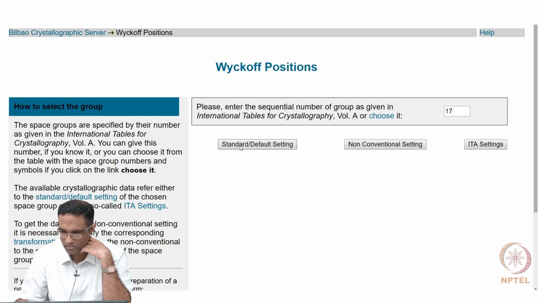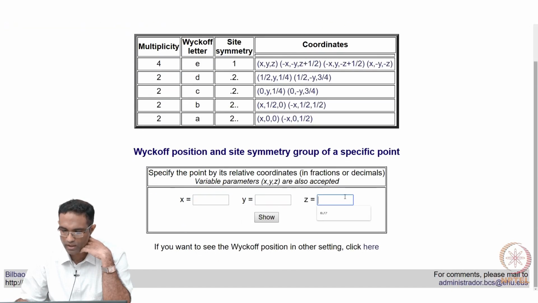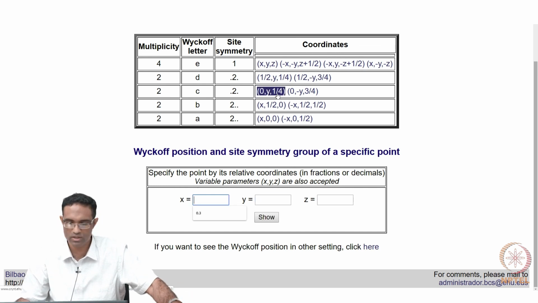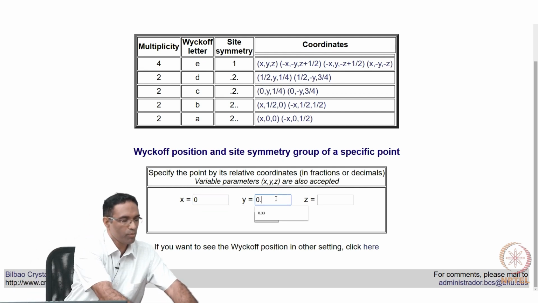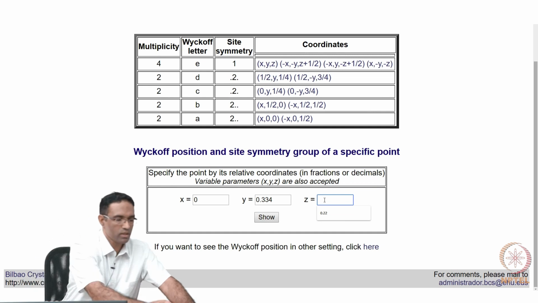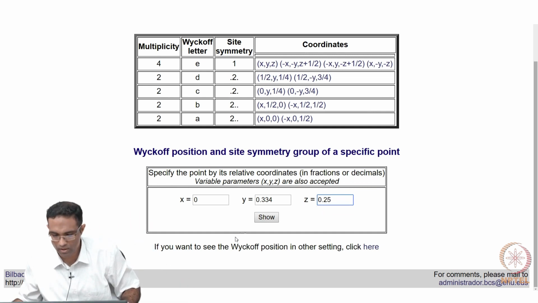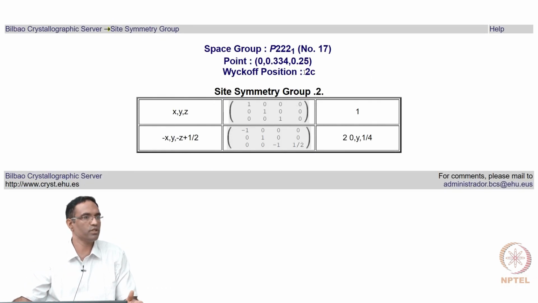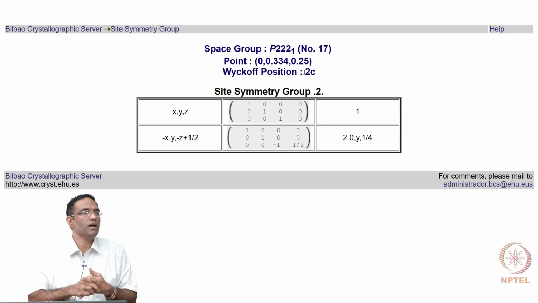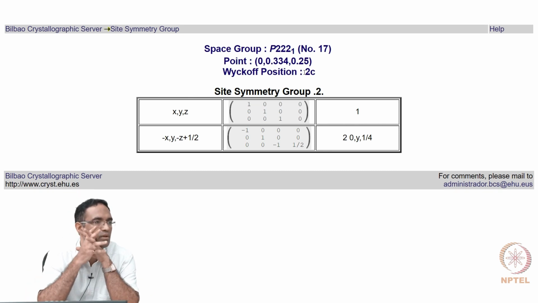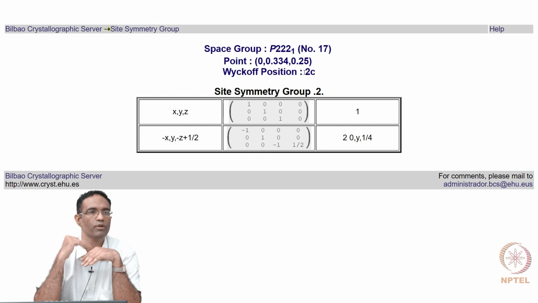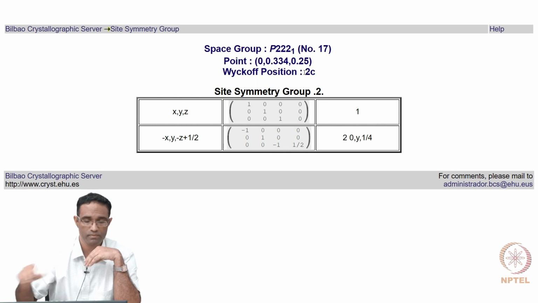But let us see this one. Basically, if you give the fractional coordinates, it is going to tell you what the Wyckoff position is. For example, I am going to say 0, then 0.334, and then here 0.25. So it says that it is 2c. It says that the position is 2c. So I am able to give the position, and it is telling me which Wyckoff position that particular point is located in. Okay. Usually we don't have that sort of a problem. We only have the other problem. We are only given the Wyckoff positions and we have to generate the crystal structure.